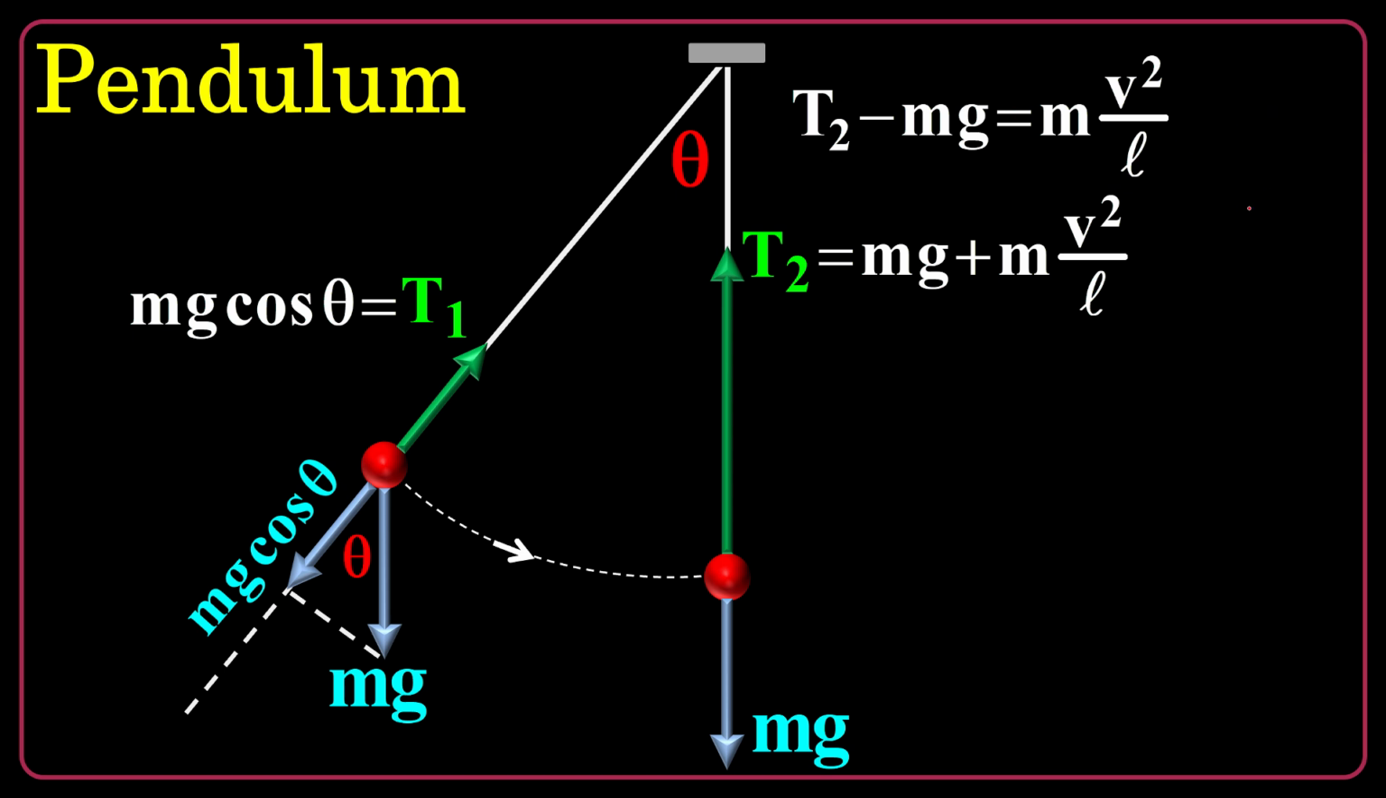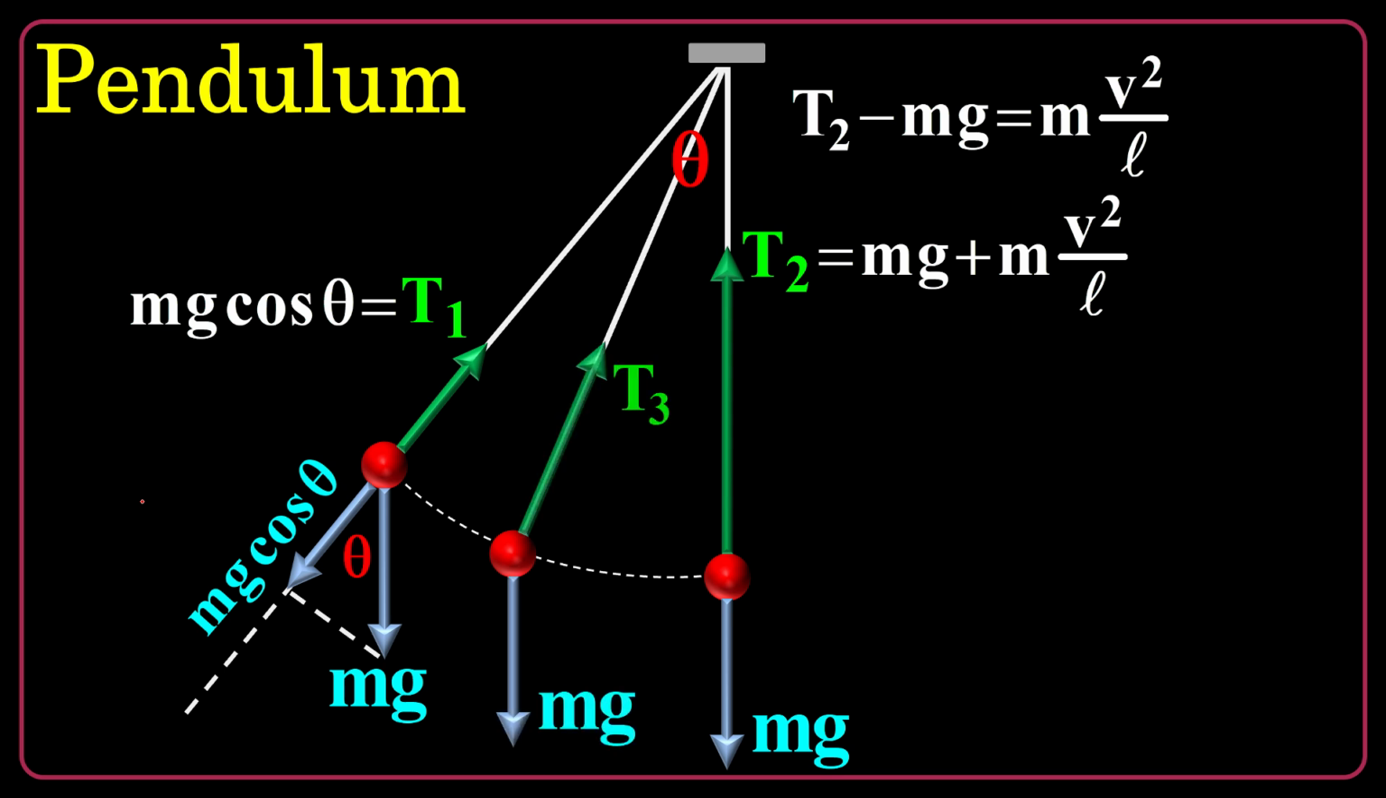Okay, what about a point in between, not at the bottom point and not at the dead point, like this? What can I do here? Okay, it's not that complicated. You can again consider an mg and a T3. T3 is the tension of the rope at this point. You may have a question again: which one is larger, T3 or mg?